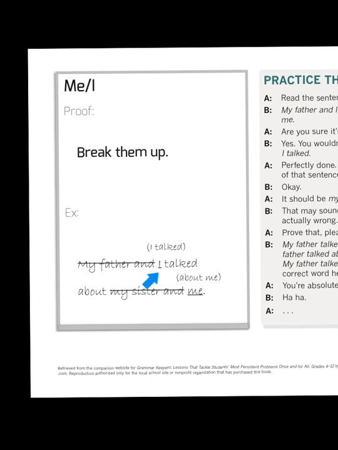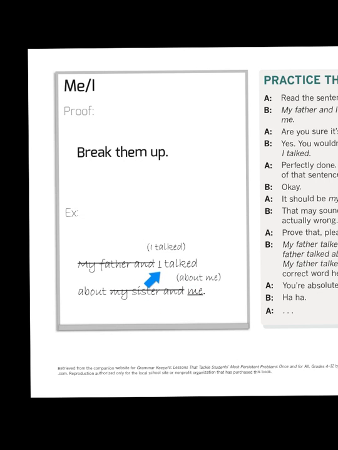So let's read our example sentence. My father and I talked about my sister and me. So at the very beginning, we have the father and I talking. So let's take out the father and just make it that I talked. I talked about my sister. See, it makes sense, doesn't it?